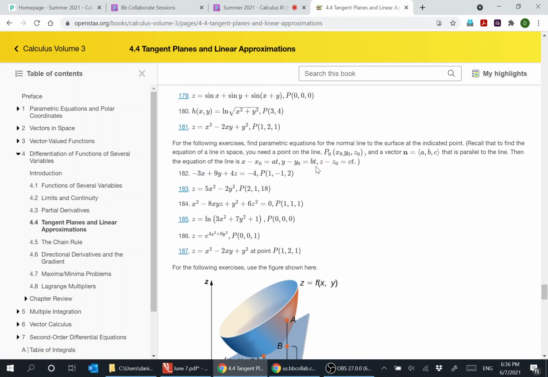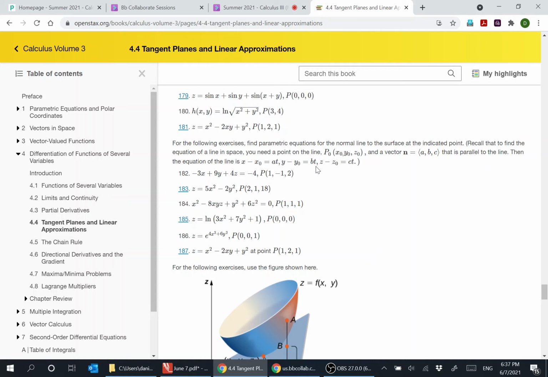All right, so for the following exercises, find the parametric equations for the normal line to the surface at the indicated point. So there's the tangent plane and now the normal line, normal meaning perpendicular. So perpendicular to the tangent plane is what perpendicular to the surface would mean at the given point. It's not asking you to find the tangent plane, but you have to find the tangent plane in order to get the normal line, because the normal line, the slope vector, is that normal vector.